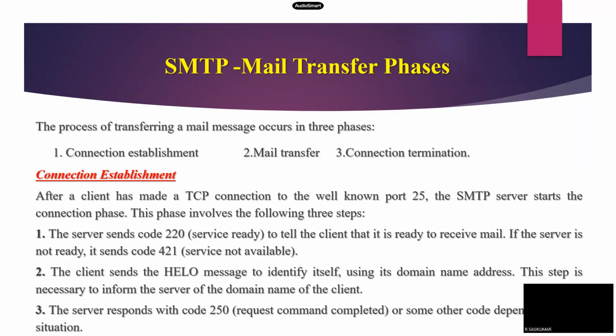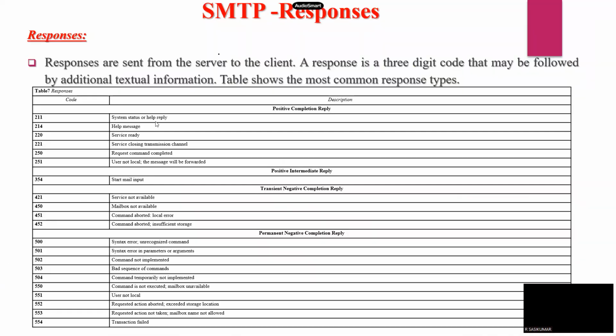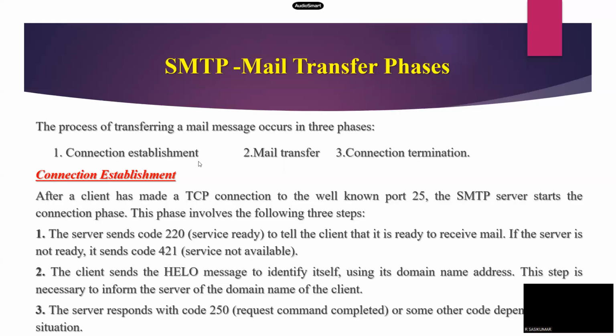So after a client has made a TCP connection to the well-known port 25, the SMTP server starts the connection phase. This phase involves the following 3 steps. The server sends the code 220. So what is 220? I have mentioned it already in the previous table. The 220 is nothing but a service is ready. So now the server informs the client, I am ready, to tell the client that it is ready to receive mail.